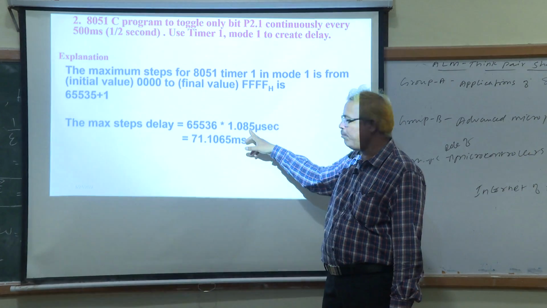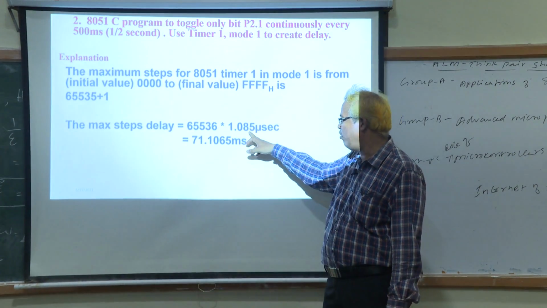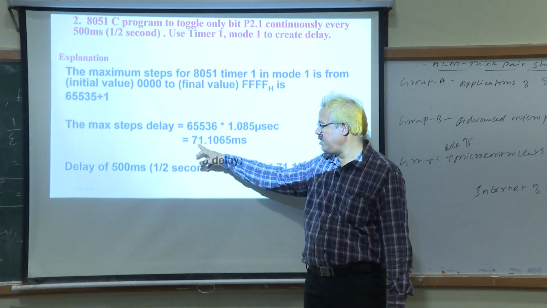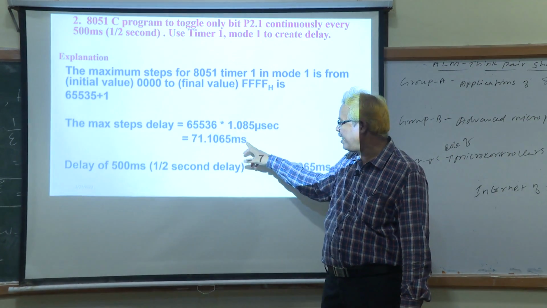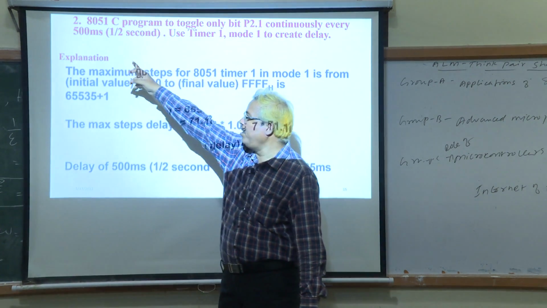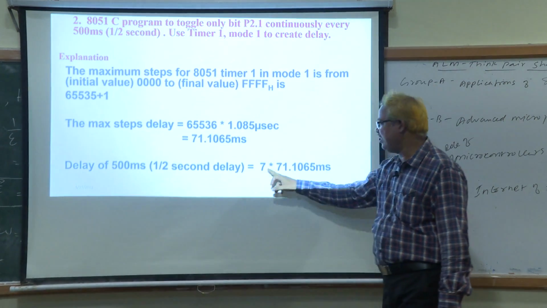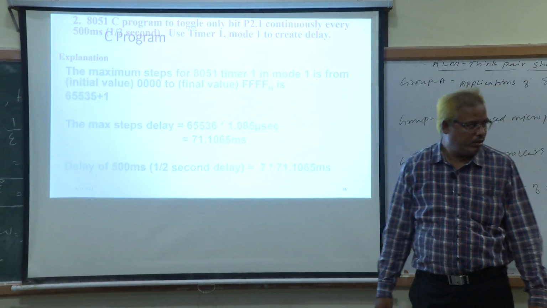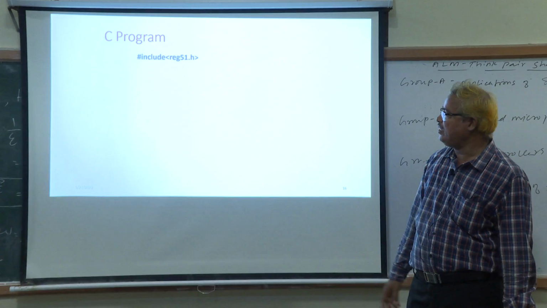One step delay is already calculated at 1.085 microseconds. So the maximum delay is 71.1065 milliseconds. But we need more than this 71 milliseconds, which is 500 milliseconds. If we multiply this by 7, we will get a 500 millisecond delay. So we want a 500 millisecond delay.